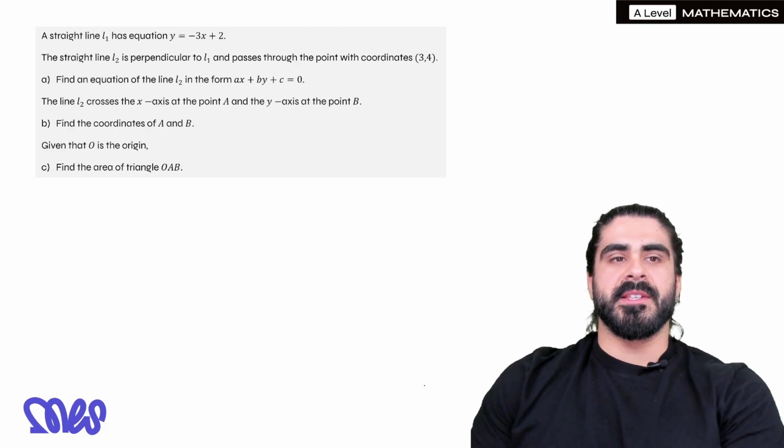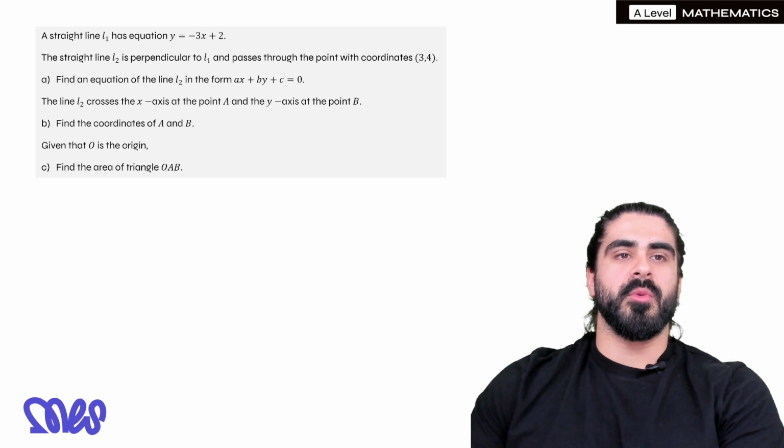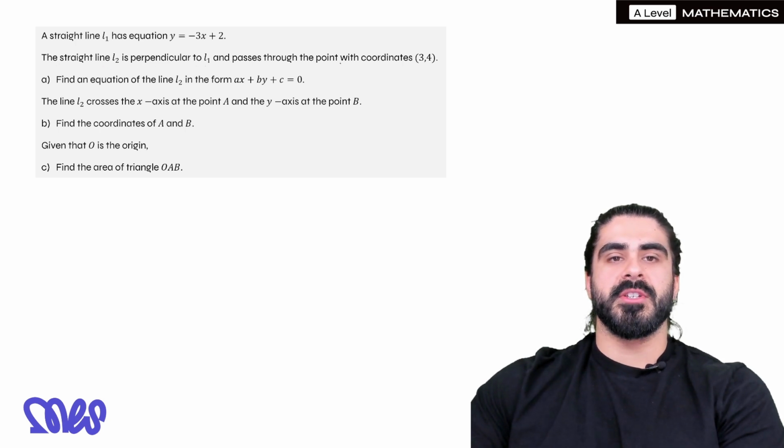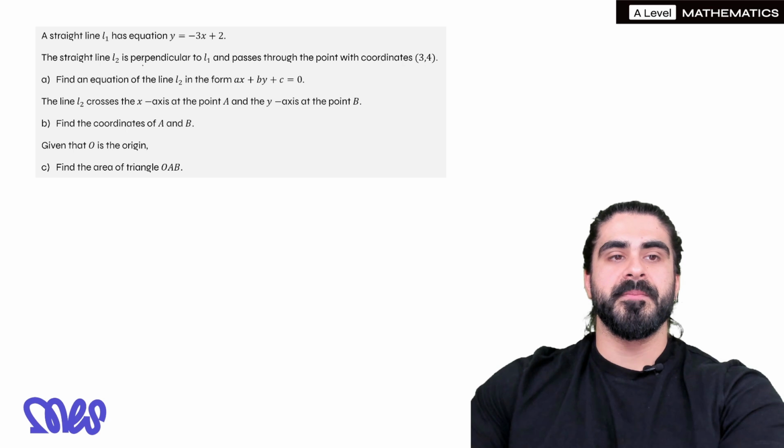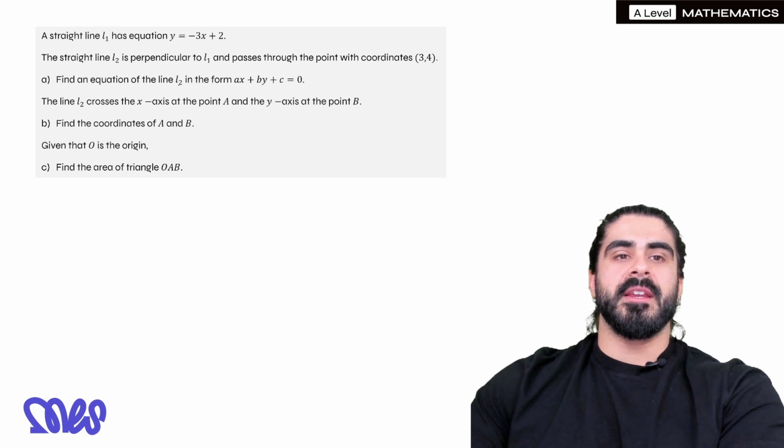Let's apply this to some exam style questions. So a straight line L1 has equation y equals minus 3x plus 2. The straight line L2 is perpendicular to L1 and passes through the point with coordinates (3, 4). Find an equation of the line L2 in the form ax plus by plus c equals 0.